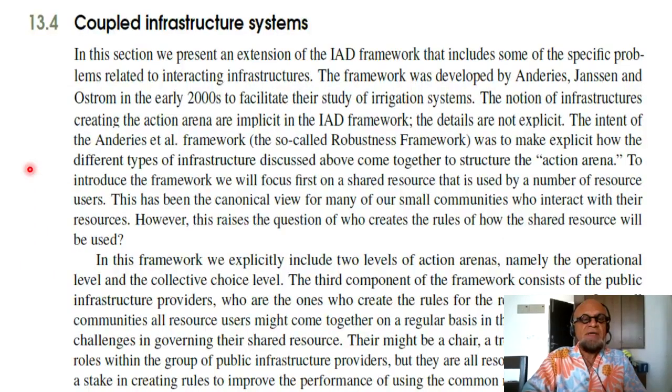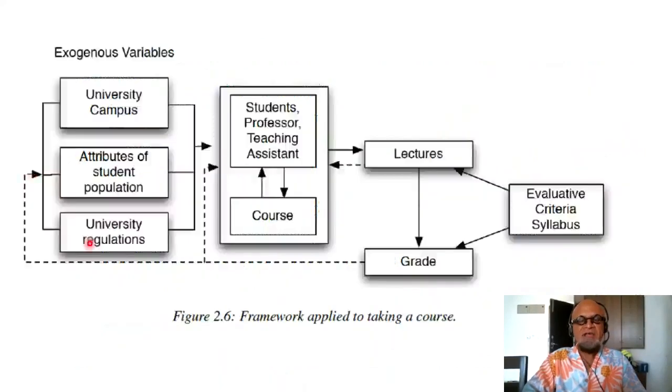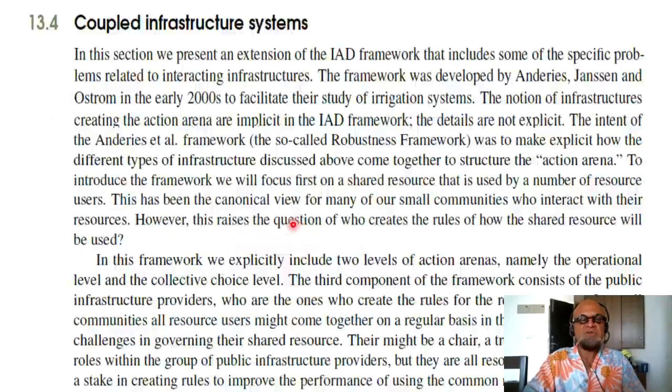So that brings us to looking at coupled infrastructure systems. In this section we present an extension of the IAD framework that includes some of the specific problems related to interacting infrastructures. So these are interacting infrastructure as well, human infrastructure, physical and intellectual infrastructures, and there is social infrastructure there as well, as to the living on campus and what it entails. So we'll do that here in a more robust way.